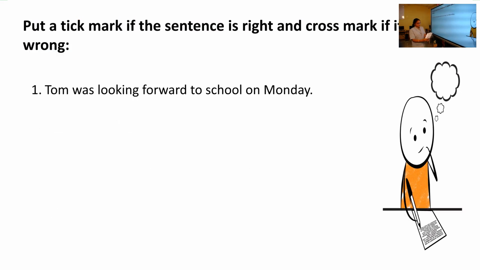Now this exercise comes on the next page, that is on page number 12. There you go. Put a tick mark if the sentence is right and a cross mark if the sentence is wrong. Okay, that's your question. If it is wrong, you put a cross mark, and you put a tick mark if it is right.